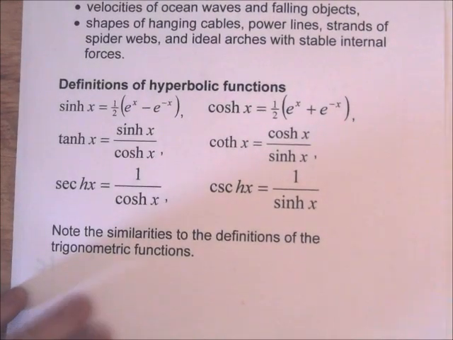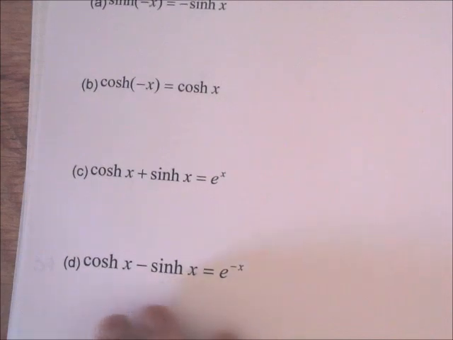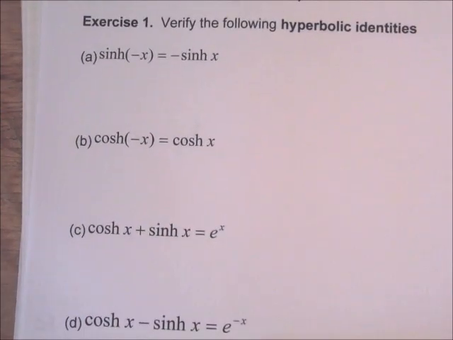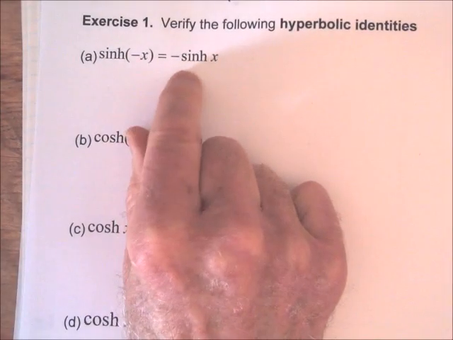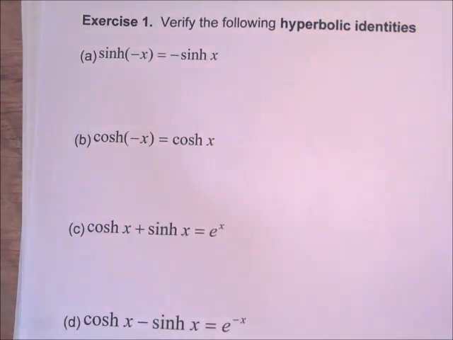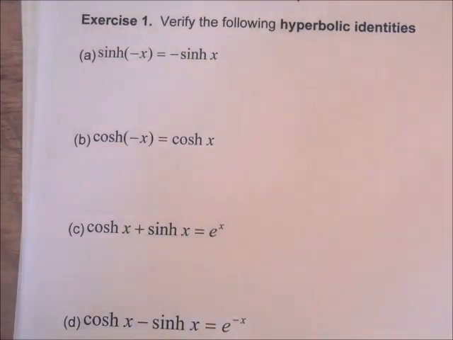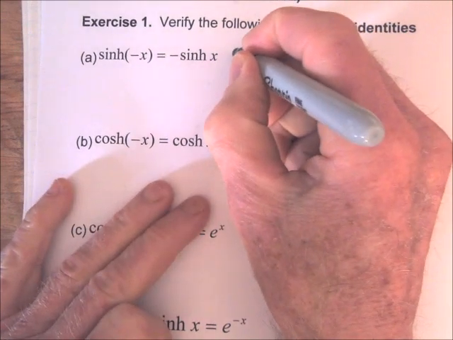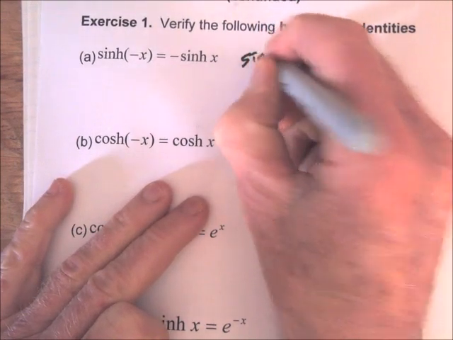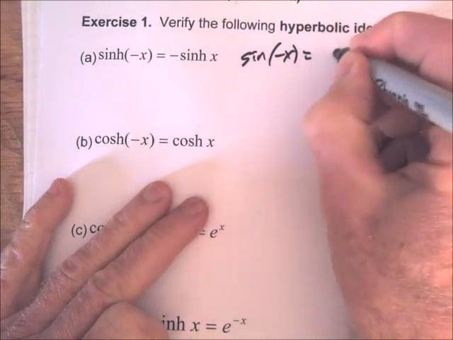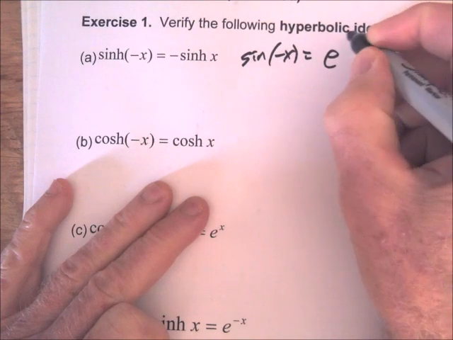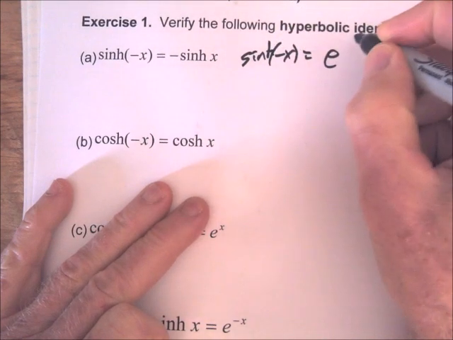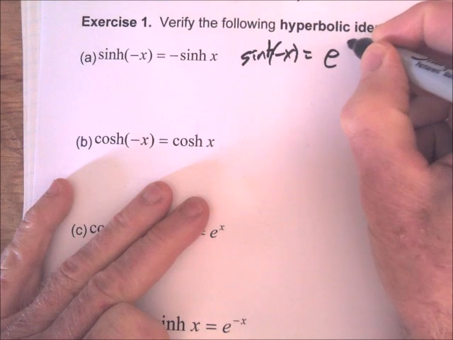And like the trig functions, there are some identities. Sinh of minus x is equal to minus sinh x. To prove that, you just go to the definition. To prove any of these, actually, go to the definition. The sinh of minus x: in the formula for sinh, just replace x by minus x.